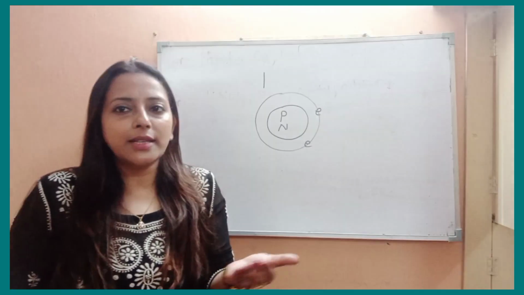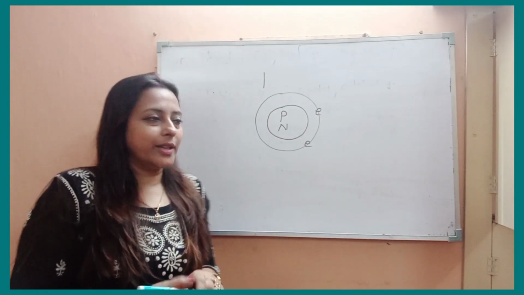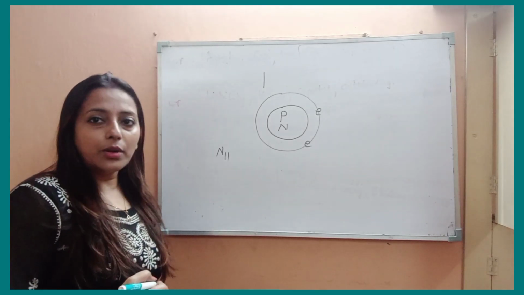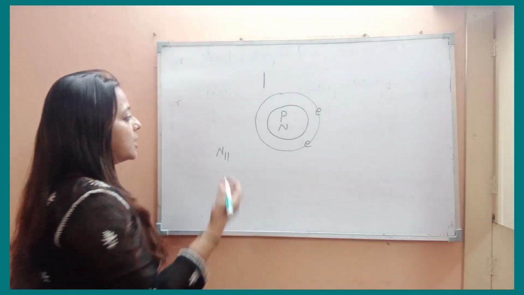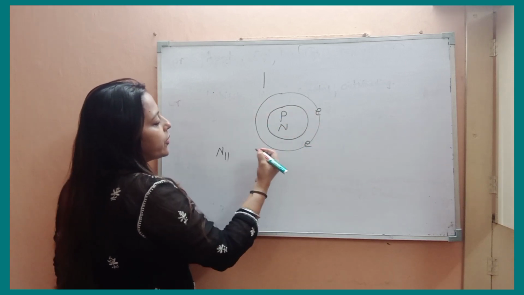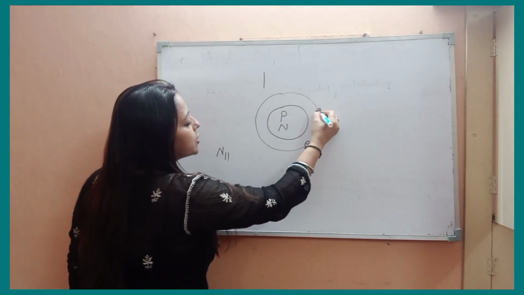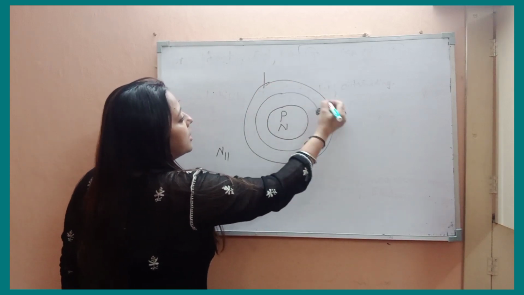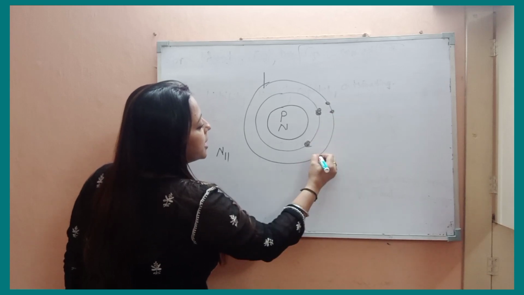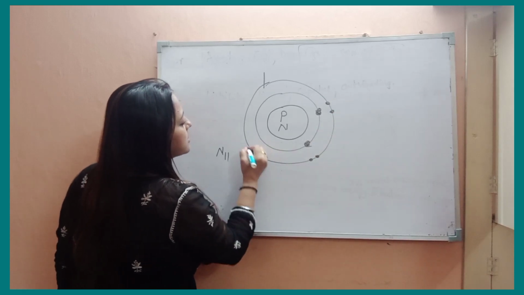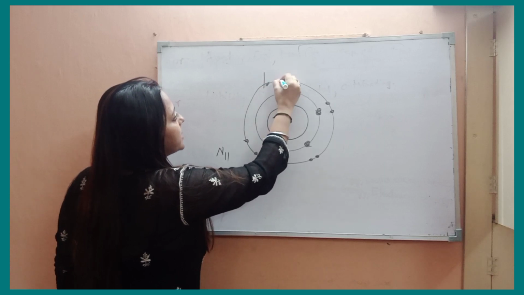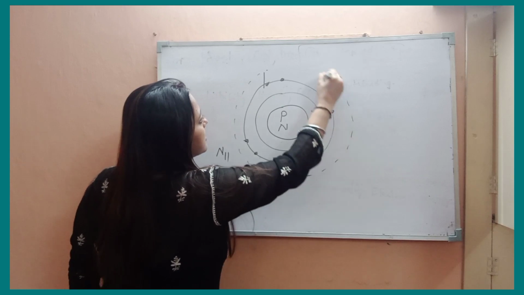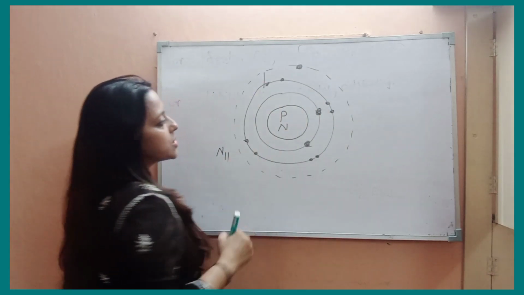For example, I am taking the example of sodium and chlorine. Sodium has atomic number 11, so it has 11 electrons. What is the electronic configuration of sodium? It has 2 electrons in its first orbit or K shell, 8 electrons in its second orbit, that is the L shell, and 1 electron in its last orbit.